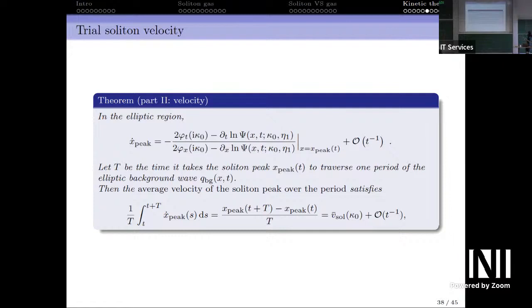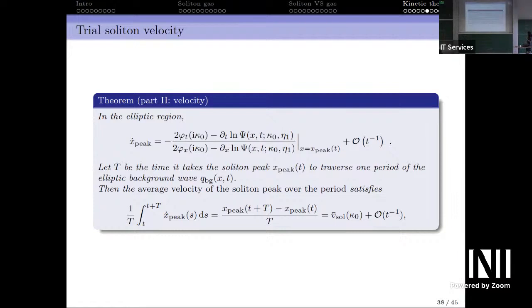What's interesting is, what about this V bar sol that I showed you before, which I defined as the average soliton velocity? Well, it is indeed an average soliton velocity if you average the true velocity over a period. The soliton passing through the gas is highly oscillatory. If you average it over one period in the gas, then you recover this average soliton velocity within the gas. So this is one result that connects this average velocity with the true velocity.